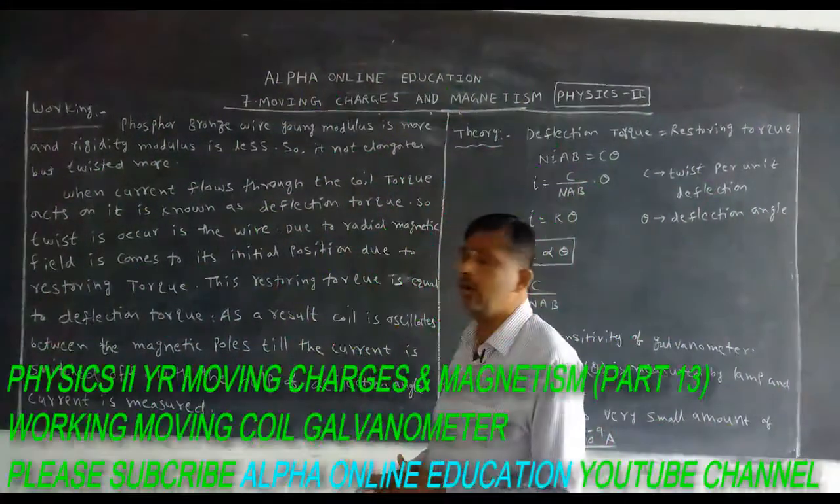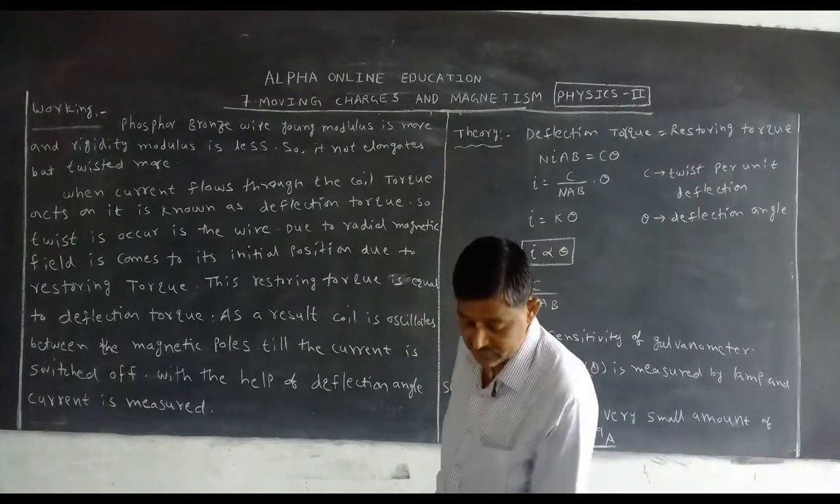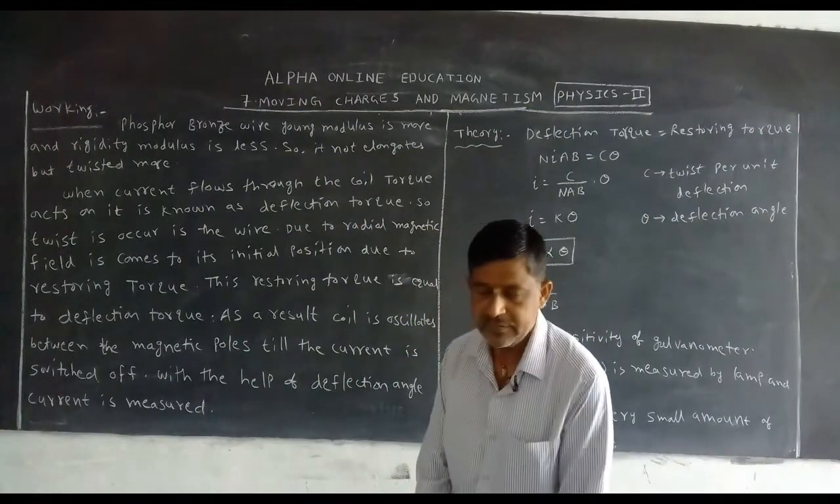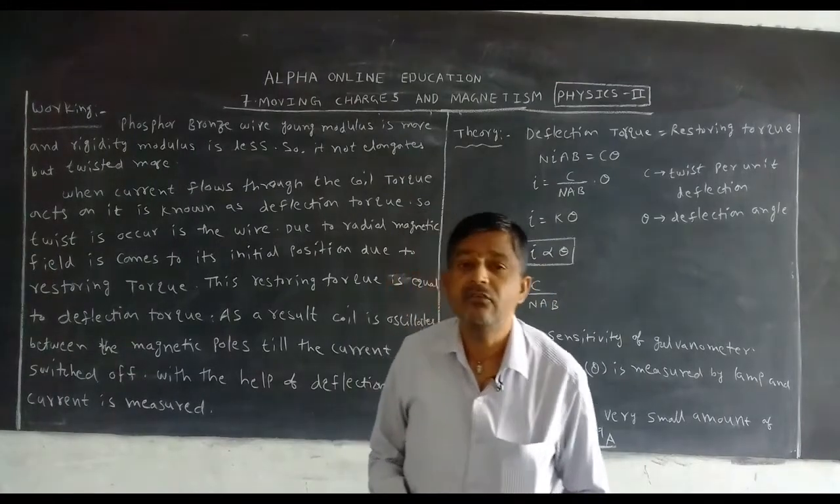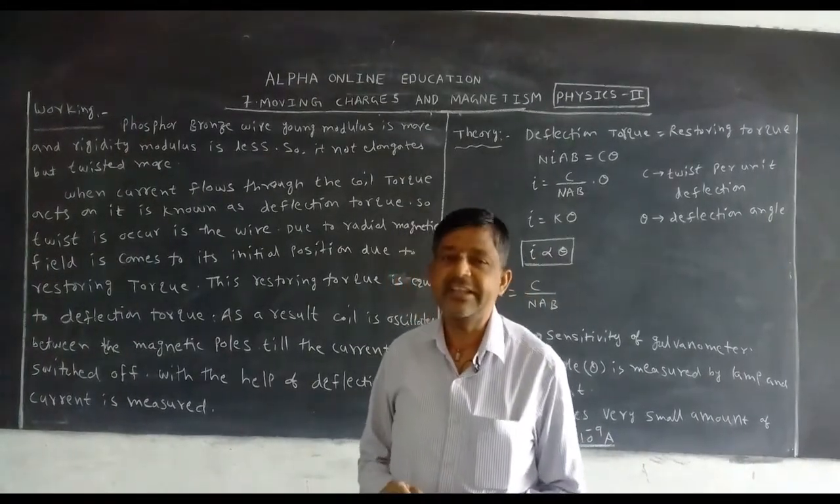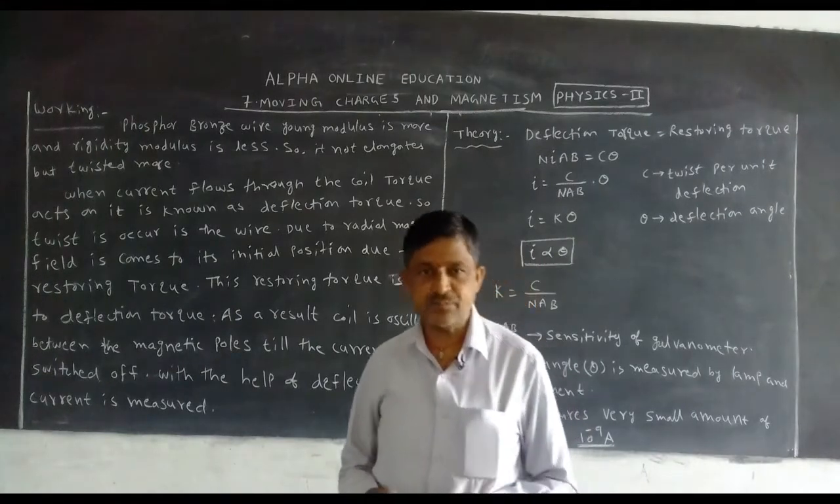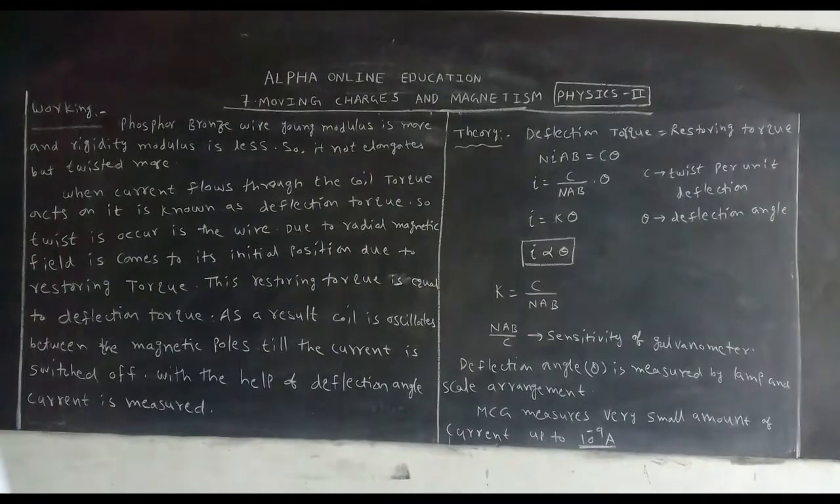The working of the moving coil galvanometer, how it works. Before that, in the moving coil galvanometer, we take phosphor bronze wire. Why can we take that wire? What is the speciality of that wire? The moving coil galvanometer uses phosphor bronze wire.